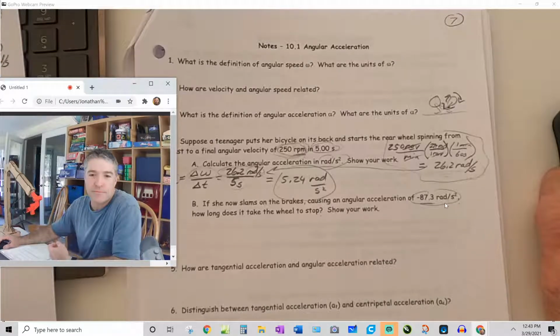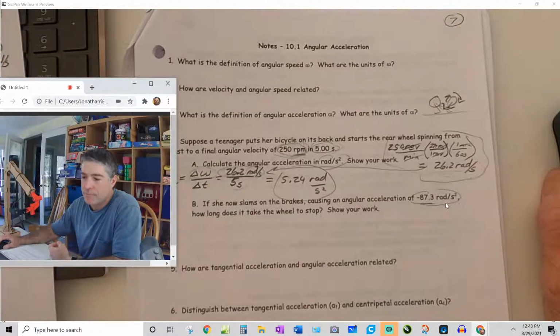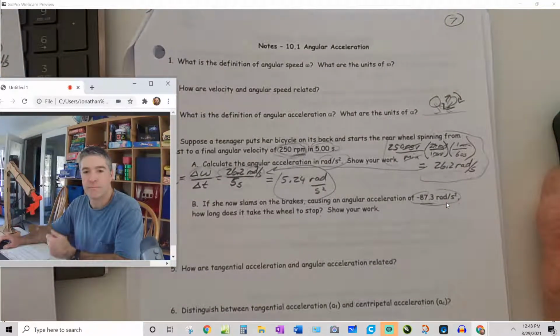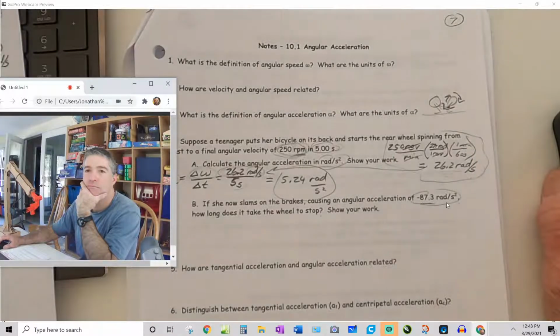Well, it's like with the other acceleration, where velocity is in meters per second, and it's increasing by that much per second. Right. It's like this, but the angular speed is increasing, or in this case decreasing, by that much per second.